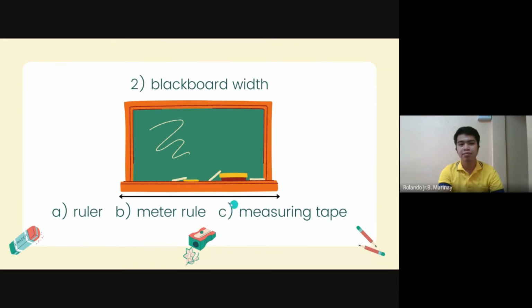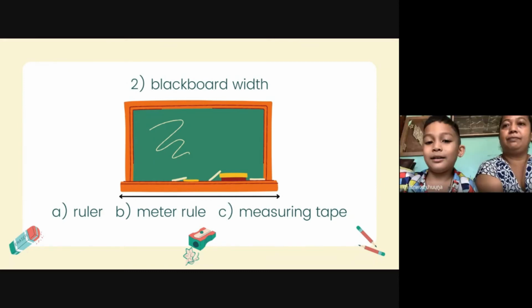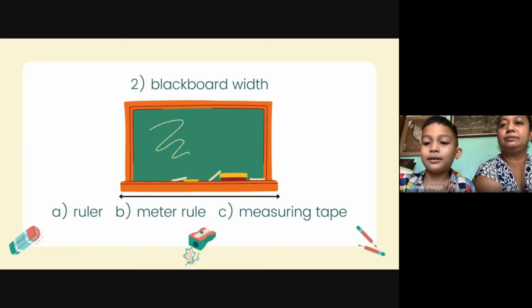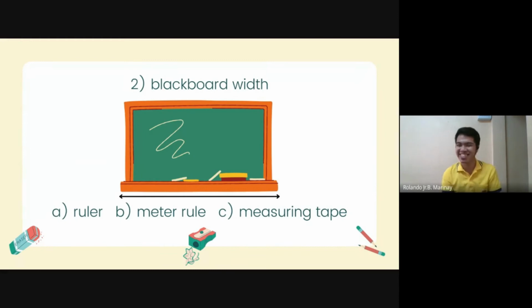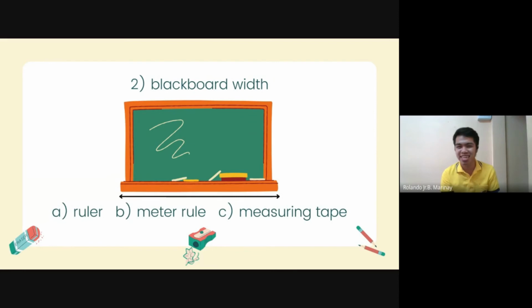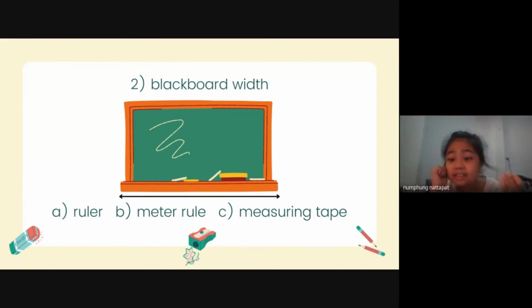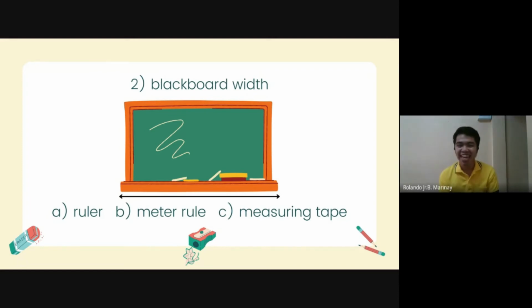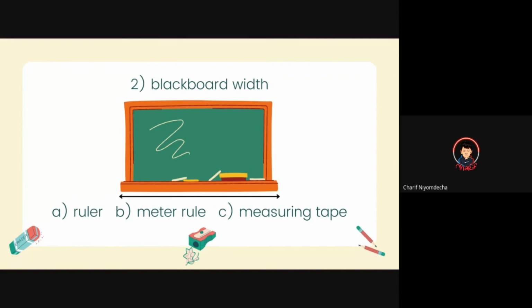Next, number 2. Blackboard width. A, B, or C? Okay, just write it first. Finish. Poem says C. The correct answer here is... C, measuring tape. The answer here is letter B or C. Meter rule is correct. Measuring tape is correct.